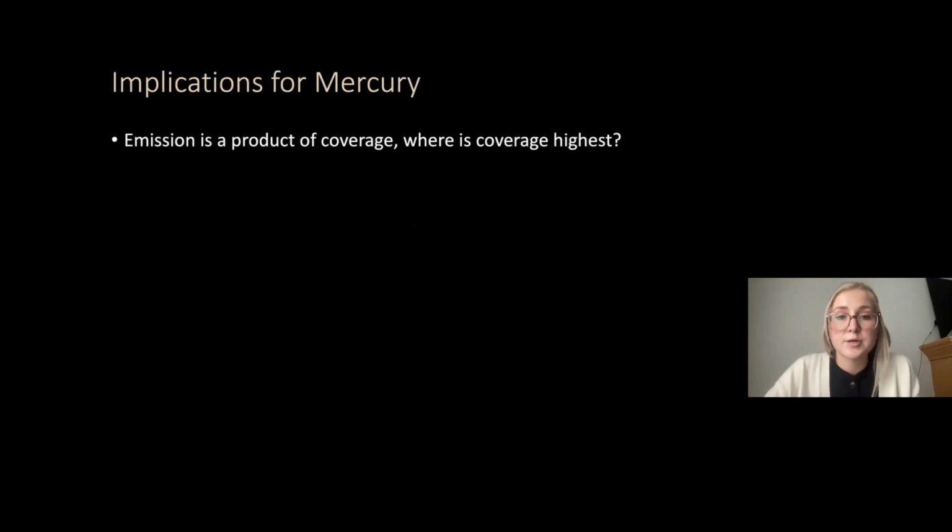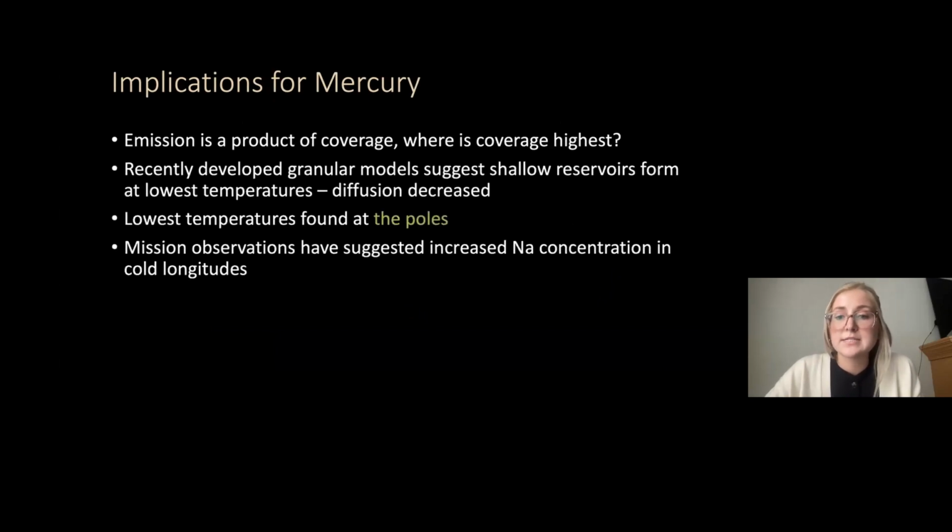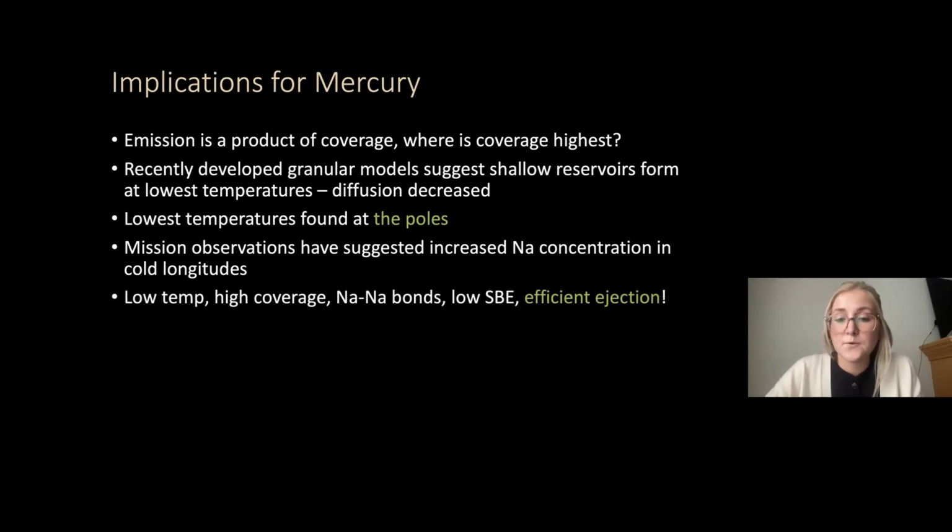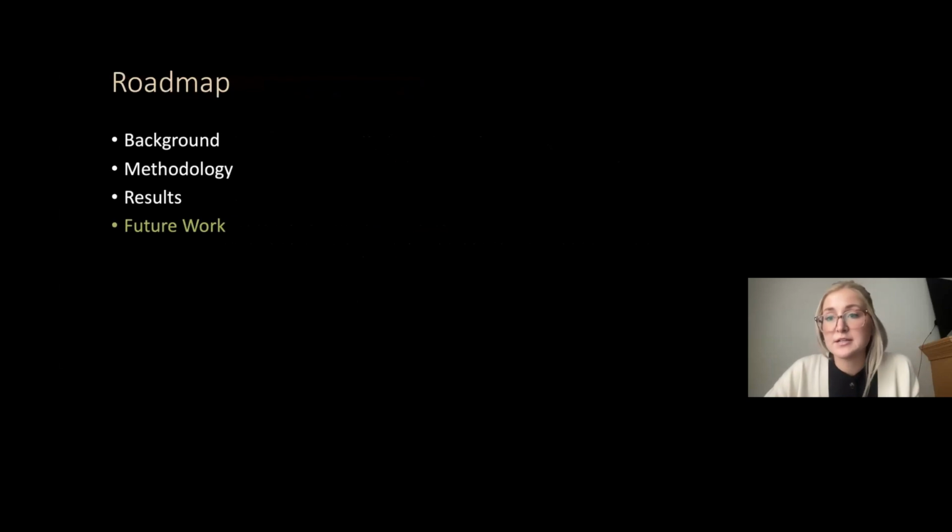So what are the implications for Mercury? The presence of adsorbed sodium on Mercury suggests emission may be a product of coverage, and that an initial buildup of tightly bound atoms may be necessary before binding with the lower energy sites occurs. Recent models suggest that the low temperatures at the polar regions of Mercury support this buildup or reservoir of adsorbed sodium. And once sodium-sodium bonds form, this drops the SBE, making ejection significantly more efficient, which brings me to conclusion and future work.